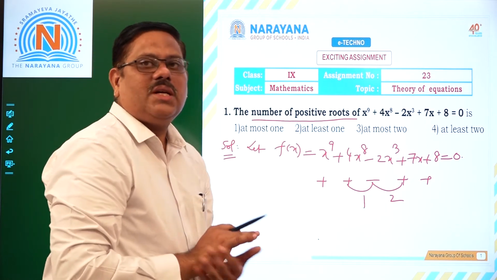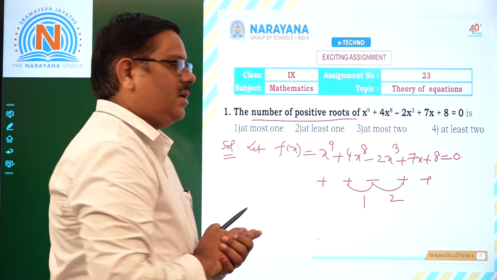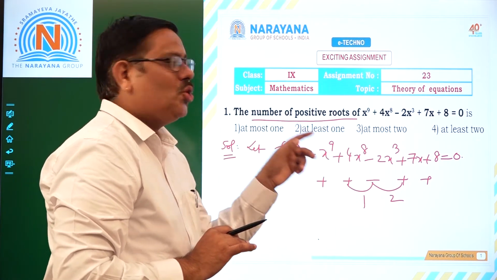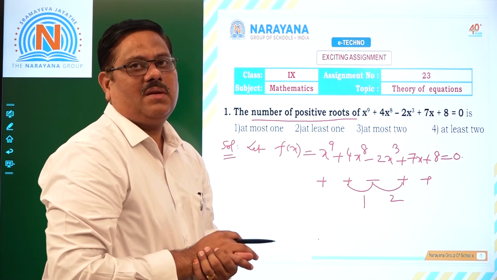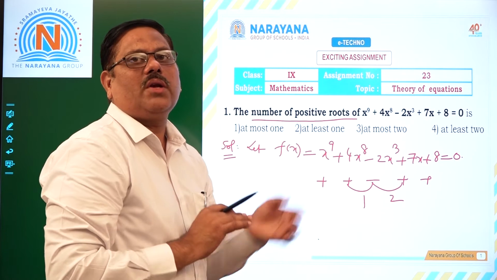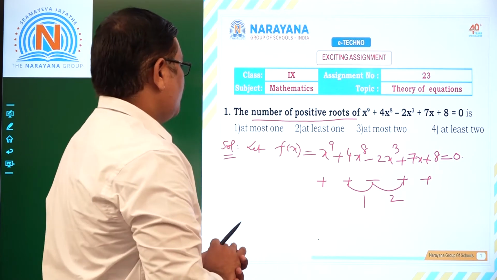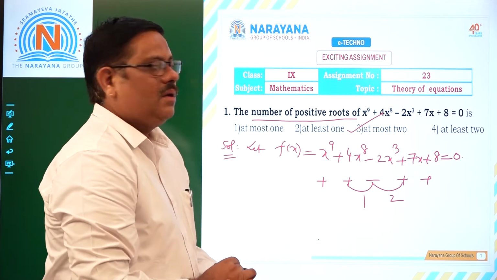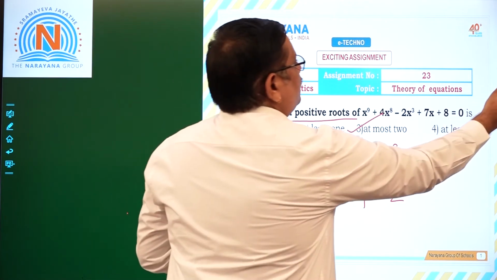As there are only 2 changes, what we can conclude here is there are at most 2 positive real roots for this f of x is 0. There are at most 2 positive real roots for f of x is equal to 0. At most 2 is nothing but the third option. Okay. Now let us see the next question.